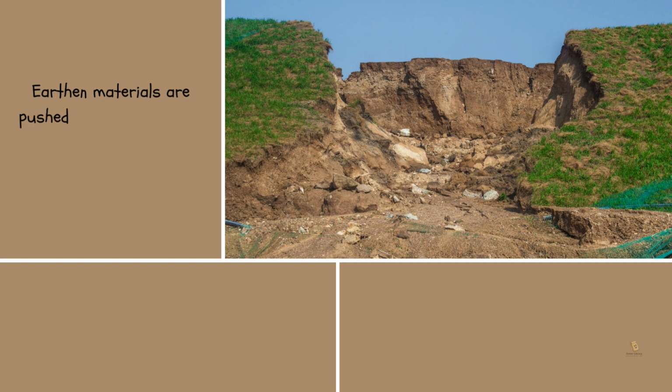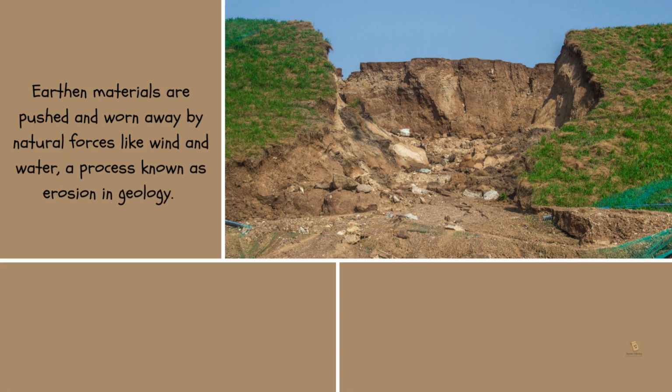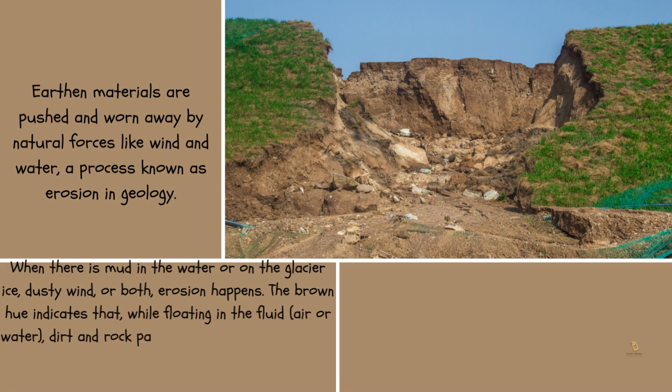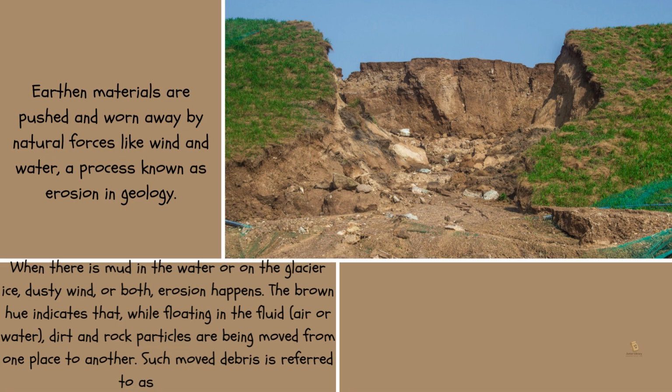Earthen materials are pushed and worn away by natural forces like wind and water, a process known as erosion in geology. When there is mud in the water or on the glacier ice, dusty wind, or both, erosion happens. The brown hue indicates that, while floating in the fluid, air or water, dirt and rock particles are being moved from one place to another. Such moved debris is referred to as sediment.